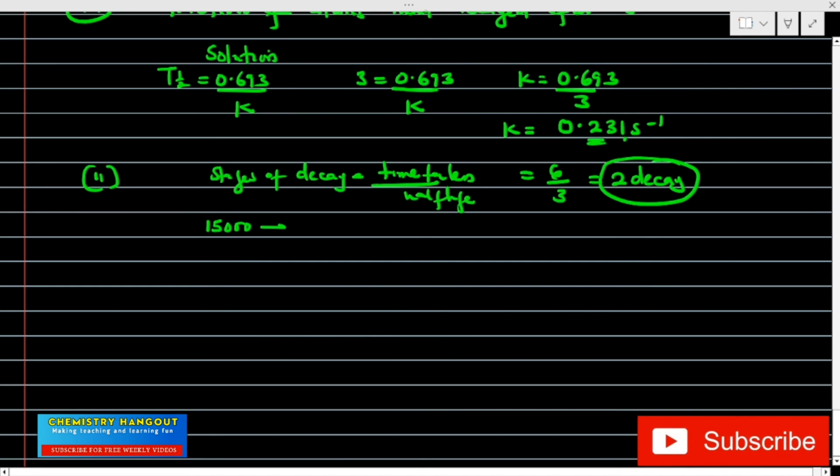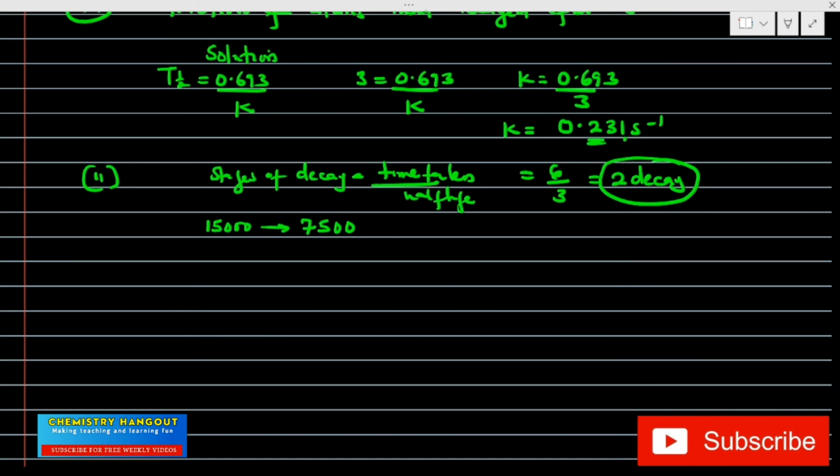15,000. When it decays first, it's going to give us 7,500, because it will undergo 2 decays. 7,500 divided by 2 gives us 3,750. So this is the first decay, this is the second decay. So for number 2, the atoms that will be remaining after 3 seconds will be 3,750 atoms. Can you see?